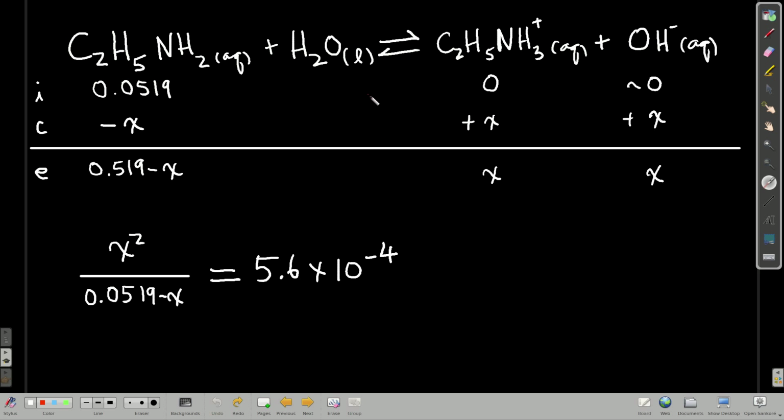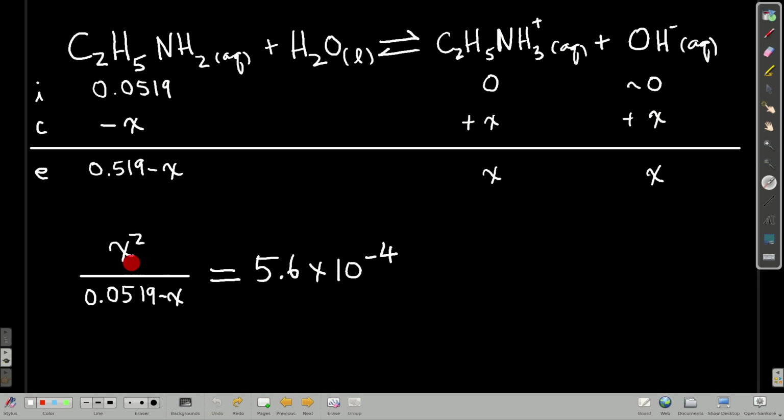So we're going to set up an ICE table. Now we started with 0.0519 molar ethylamine, no ethylammonium, and approximately 0 hydroxide. Remember, this is water, so initially, before we put anything in, there's 1 times 10 to the minus 7th moles per liter of hydroxide. We're going to assume that we can neglect that, but we'll check it at the end. Our change is minus x, plus x, plus x. At equilibrium, we have these guys, and there's our equilibrium expression. But we know what it's equal to, Kb.